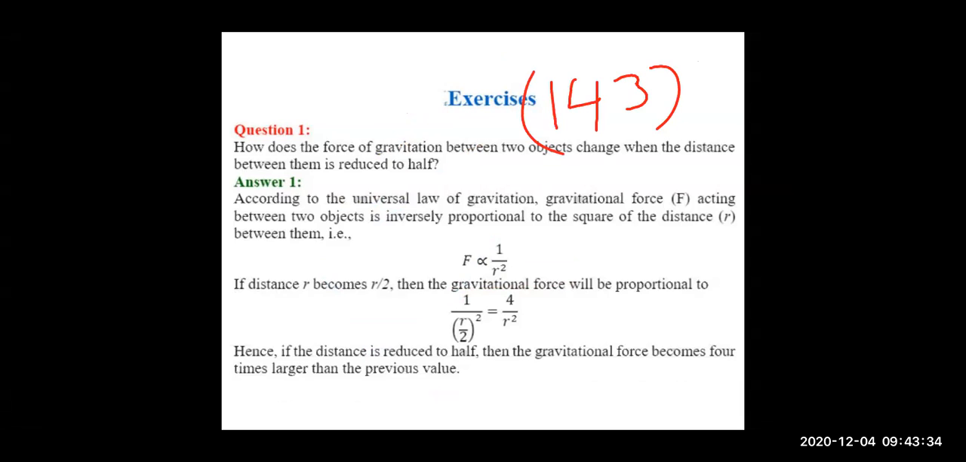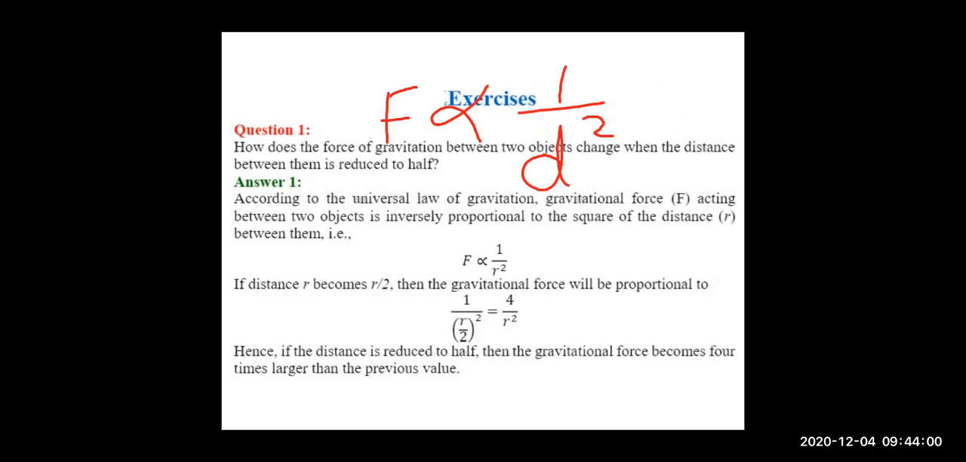F कैसे change होगा? When the distance between them is reduced to half. So distance between the two objects को क्या कर दिया बेटा? Half कर दिया distance को. Right children? Distance को half कर दिया. Then they are asking that what will be the effect on force? Now, we know that force is proportional to 1 upon d square, where d is what? D is the distance between the two objects. Now, what they have done to the distance? They have made the distance half.